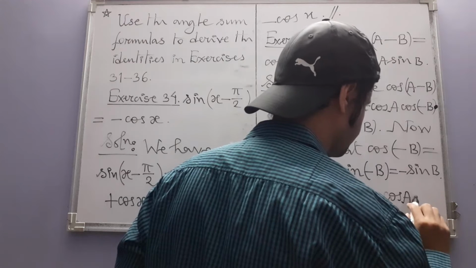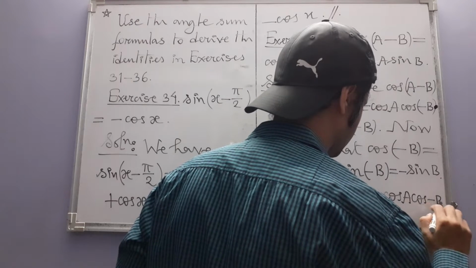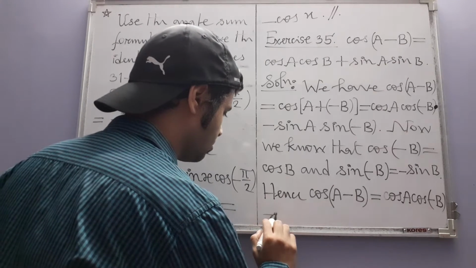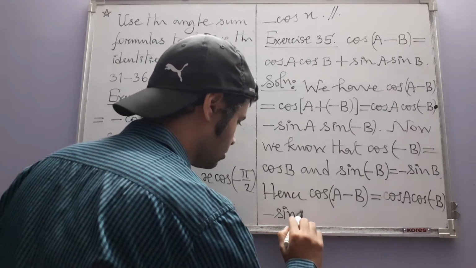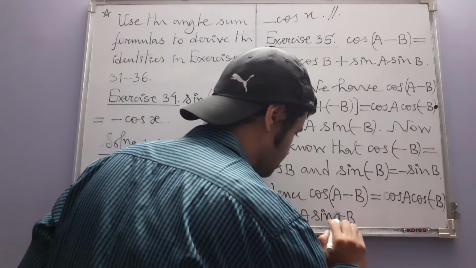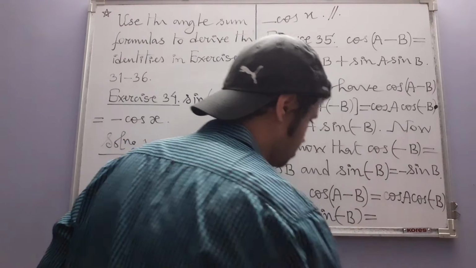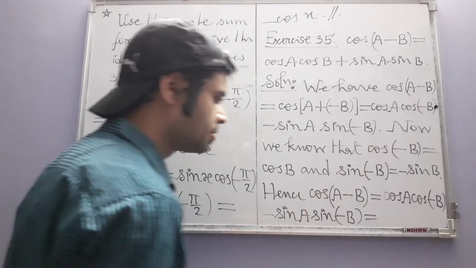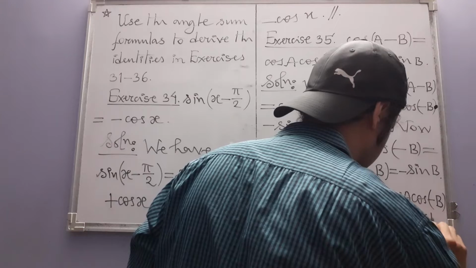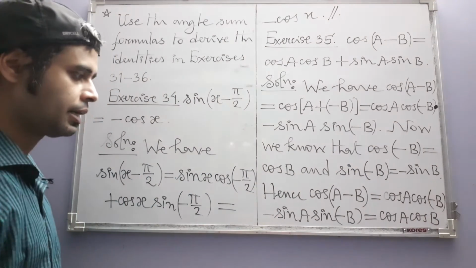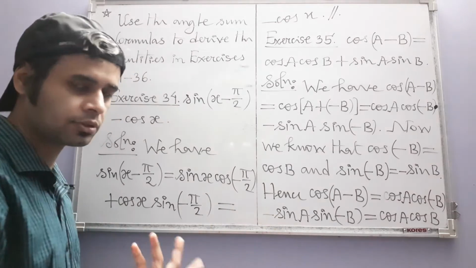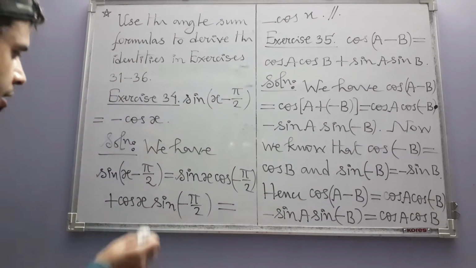Cos a cos minus b minus sin a sine minus b. But now because cos minus b is just cos b, you write cos a cos b. And here the minus sine b, and minus first, it will become plus sine b.